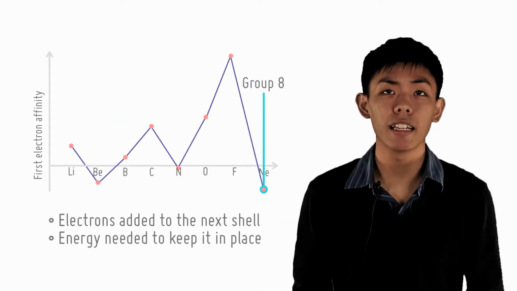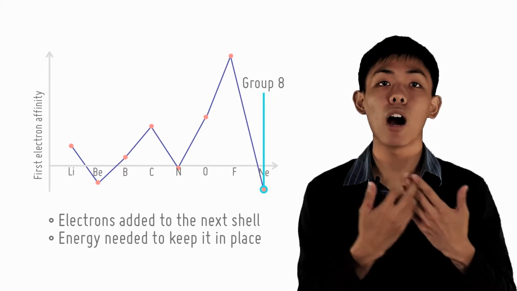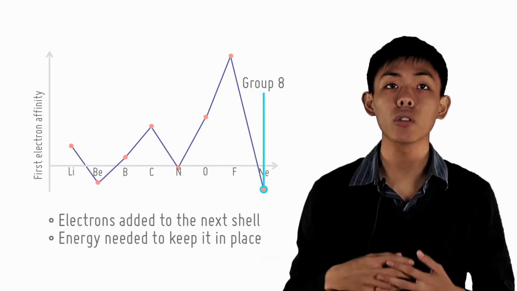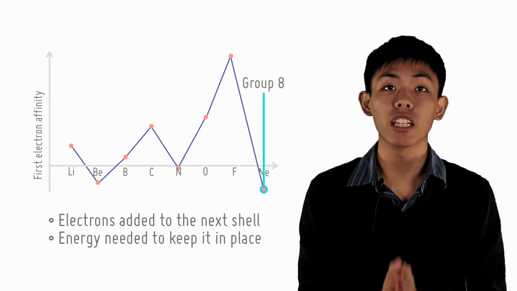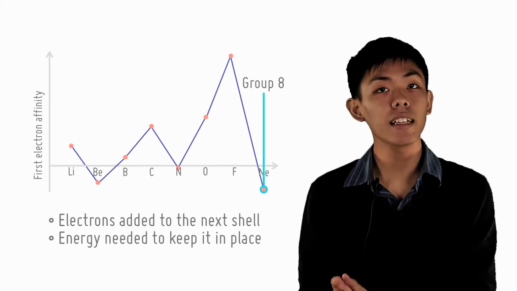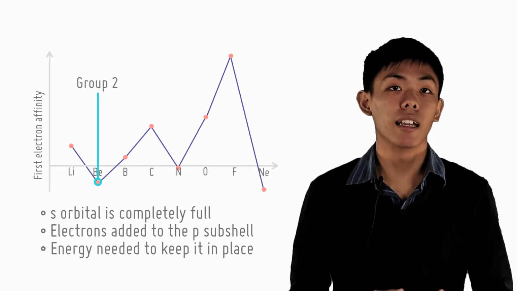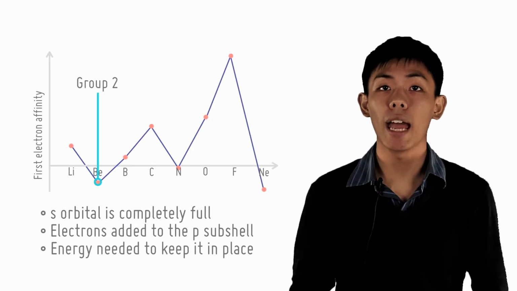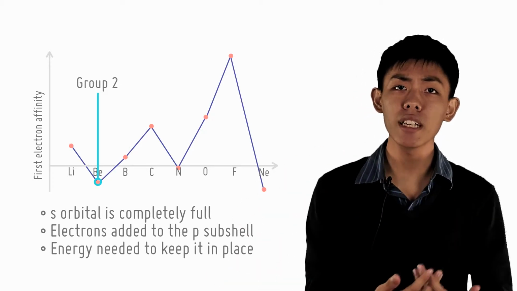In the case of group 8, it is quite straightforward in that the outermost shell is already full. Any more addition of electron would go to the next shell instead, which requires energy to keep it in place rather than releasing it. The reasoning is very similar for group 2 in the sense that the s subshell is already completely full and the next electron will be added to the p subshell, which is of a higher energy level.